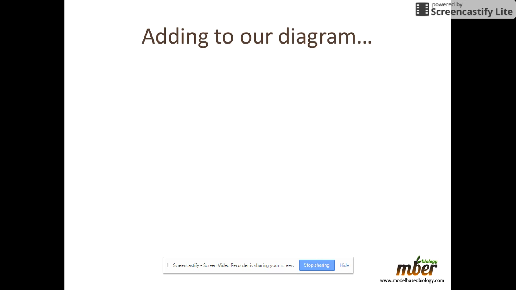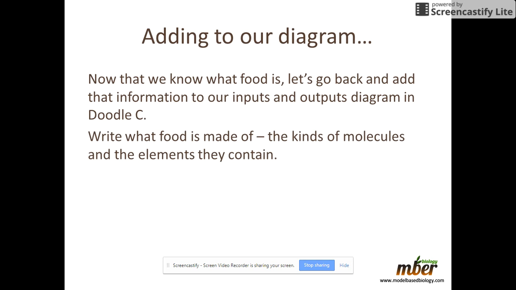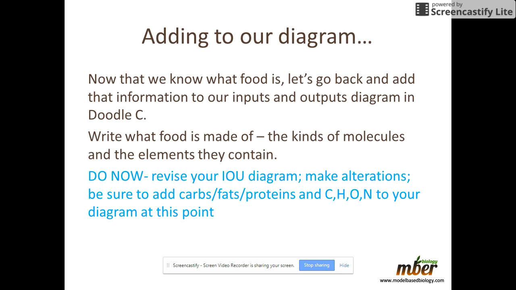So adding to our diagram. Now that we know what food is, what it's made of from the Calorie King, let's go back and add that information to our inputs, outputs diagram. Put down the kinds of molecules and the elements they contain, which you have from your doodle sheet, and make alterations. Making sure to add in those carbs, fats, proteins, glucose, CHON, all of those things. All right, do that now and then come back.